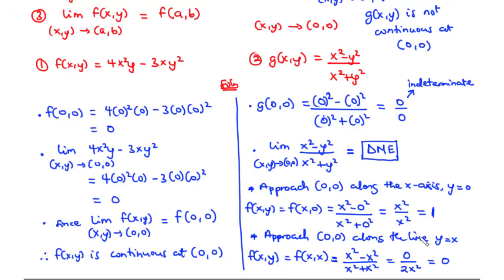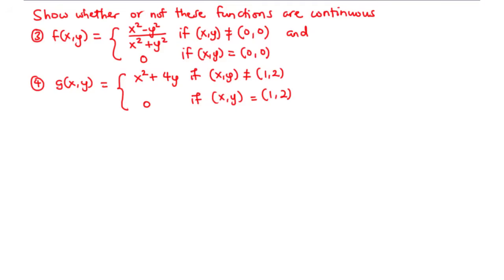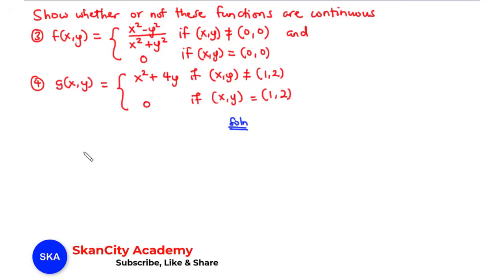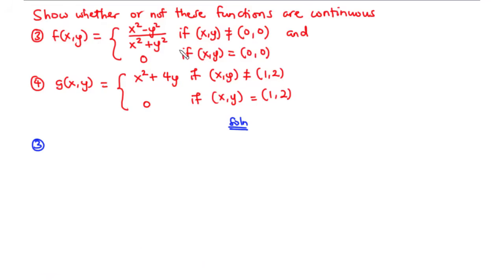Now let's move on as we take the next example. So for the next set of examples, we are going to consider some piecewise functions. We are going to show whether or not these functions are continuous. So first of all, let's start off with example 3. So for example 3, we have the function f of xy equals x squared minus y squared over x squared plus y squared if xy is not equal to 0, 0 and 0 if xy is equal to 0, 0.